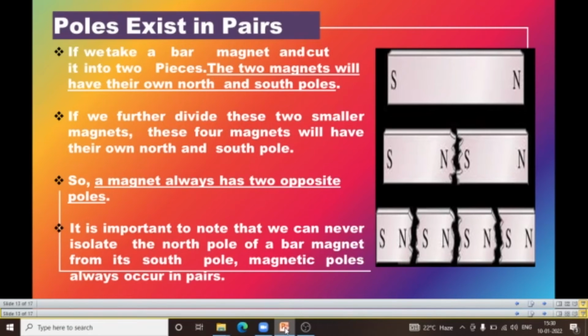What are they? North pole and south pole. So if we further divide these two smaller magnets into four magnets, we have their own north and south poles. So a magnet always has two opposite poles. It's important to note that we can never isolate the north pole of a bar magnet from its south pole. So magnetic poles always occur in pairs.